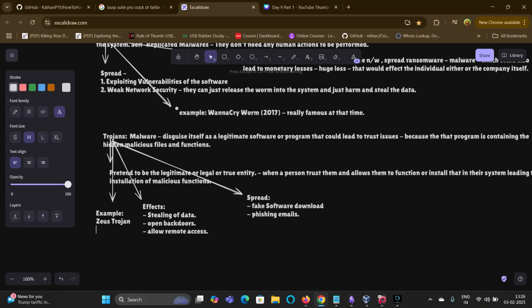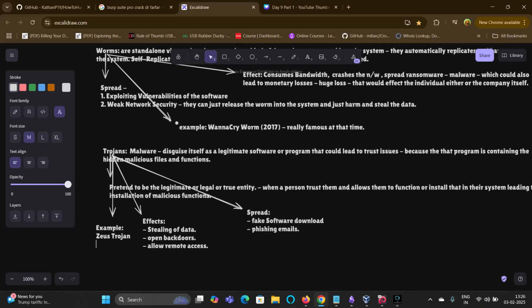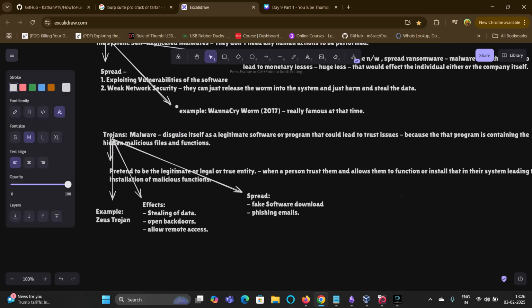I don't particularly remember when it was detected, and when we got to know about this Zeus Trojan. But it was particularly for this thing. Now moving on further, we have the preventions. If we talk about preventions from these malware threats and attacks, or you can say Trojans, viruses or worms, we are going to discuss one by one. Number one, we are going to discuss viruses preventions.